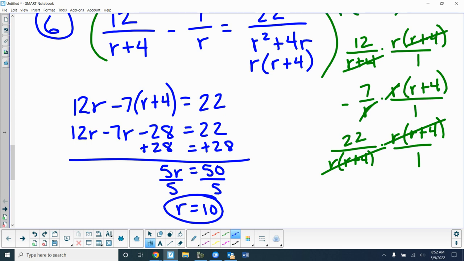r is 10, plus 4 is 14. 10 is okay when I put it in the bottom, and 100 plus 40, 140. It's okay in the bottom, right? What are we looking for to happen if that's not a good answer? What makes 10 not a good answer? If I would have got 0 in the bottom, right? When I plugged it in to the bottom. That didn't happen, so that's a good answer. We're good with 6?